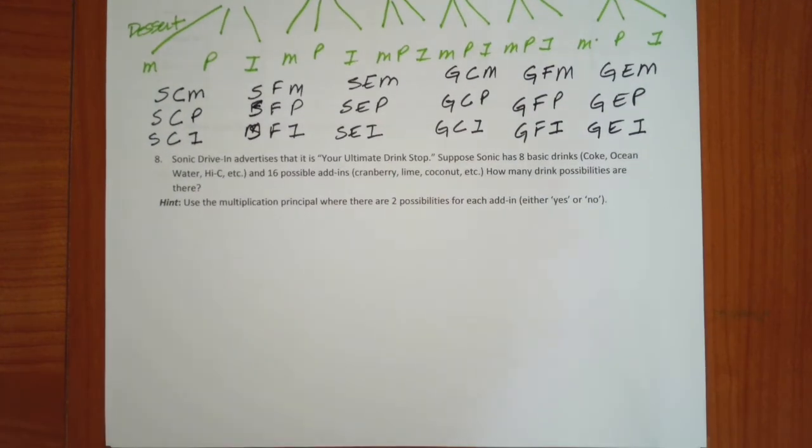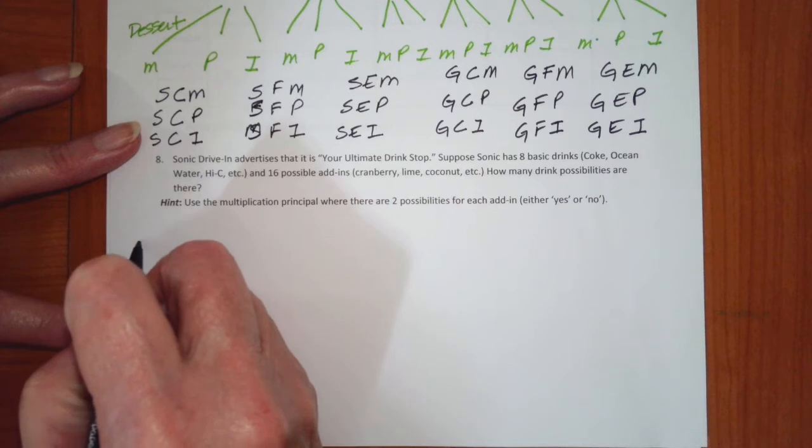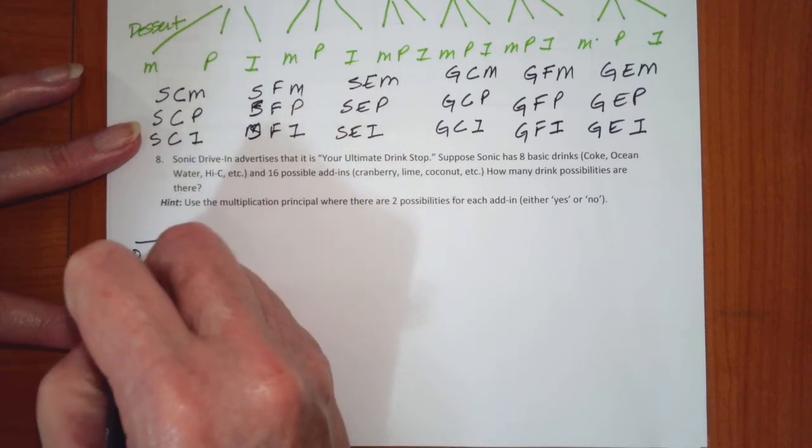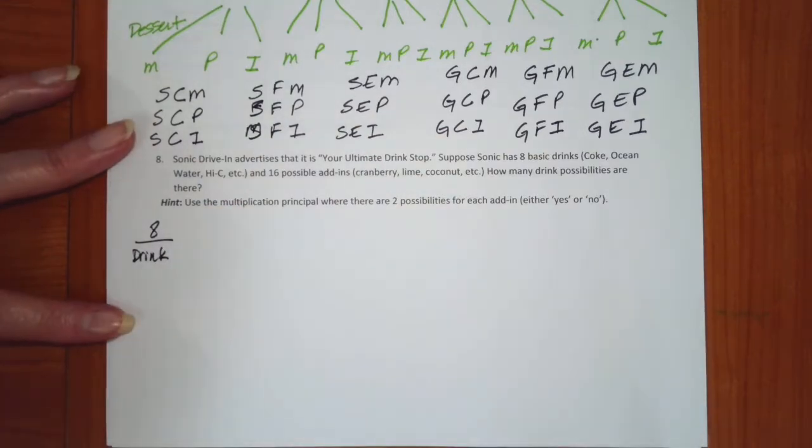Okay, so they advertise that it's your ultimate drink stop. Suppose they have 8 basic drinks: Coke, Ocean Water, High C, Sprite, whatever it is. And then once you've gotten one of those basic drinks, there are 16 possible add-ins, your cranberry, your lime, your coconut. How many drink possibilities are there? Okay. Well, let's start out with the basic drink. There are 8 possibilities for the basic drink.